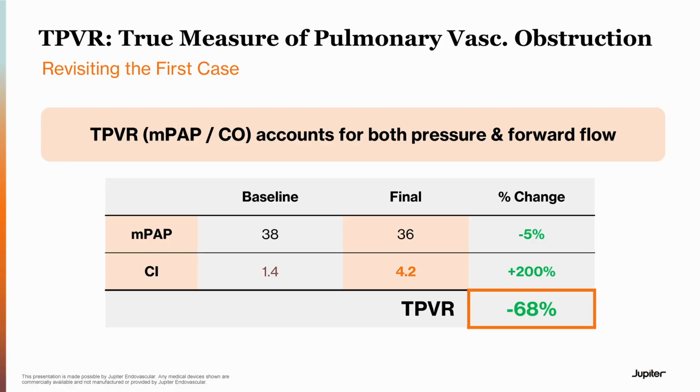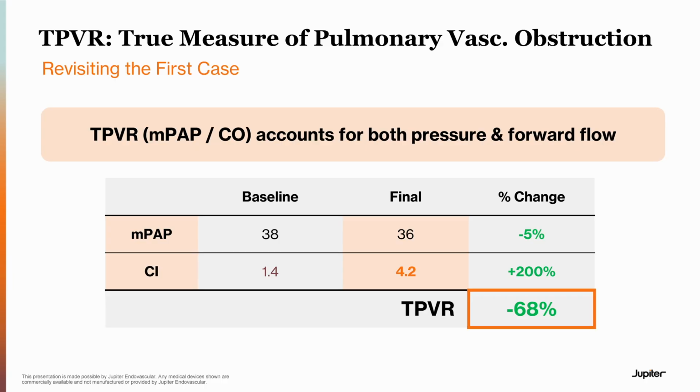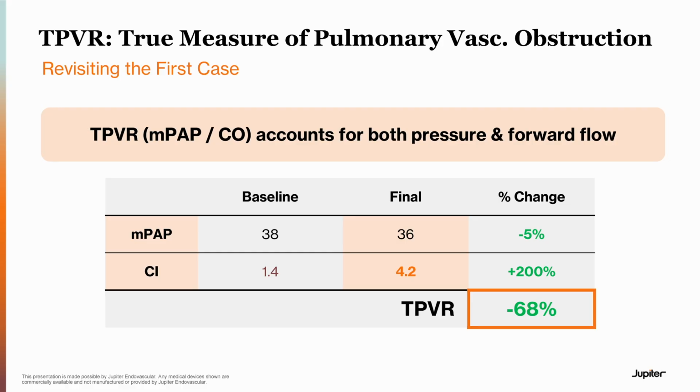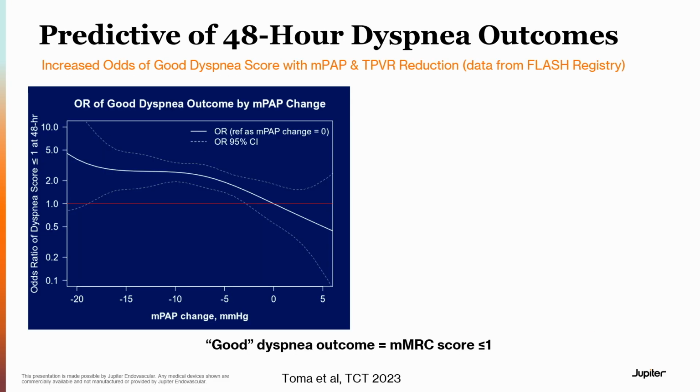Well, the one parameter that can help you put both the cardiac output and the PA pressure into one concept is the total pulmonary vascular resistance, which is probably the true measure of pulmonary vascular obstruction. As we saw in the other case, the mean PA pressure didn't change all that much, but the cardiac output has improved significantly. And if you're looking at the TPVR, there's a marked improvement in TPVR by 70% compared to baseline. So you clearly have achieved a therapeutic impact here.